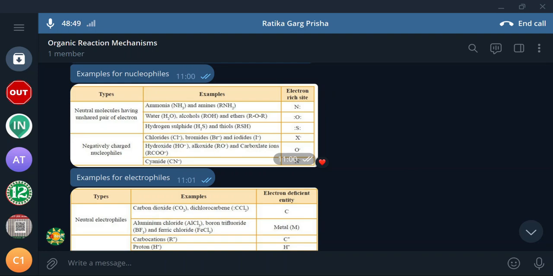One is neutral molecules having an unshared pair of electrons, because they are electron rich, like in the case of ammonia, where you have a pair of electrons that is accessible, and that approaches the positive center because it has a pair of electrons. So electron rich nitrogen. And what about water? It also has two pairs of electrons on the oxygen. Similarly, in hydrogen sulfide and the thiols.